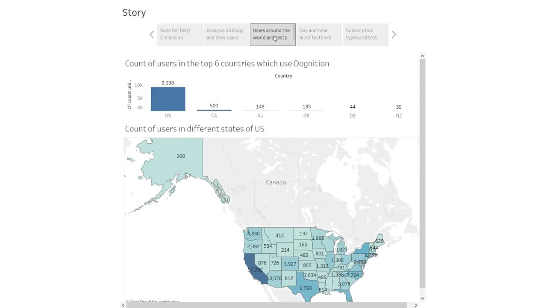Users around the world. Dognition, being a US company, has more users in the US as compared to the rest of the world. We can see the drastic decrease from the top country which uses Dognition to the second top country, and it goes on decreasing. So Dognition can provide more ads on the web, so that the number of users increases, and hence more tests are finished.